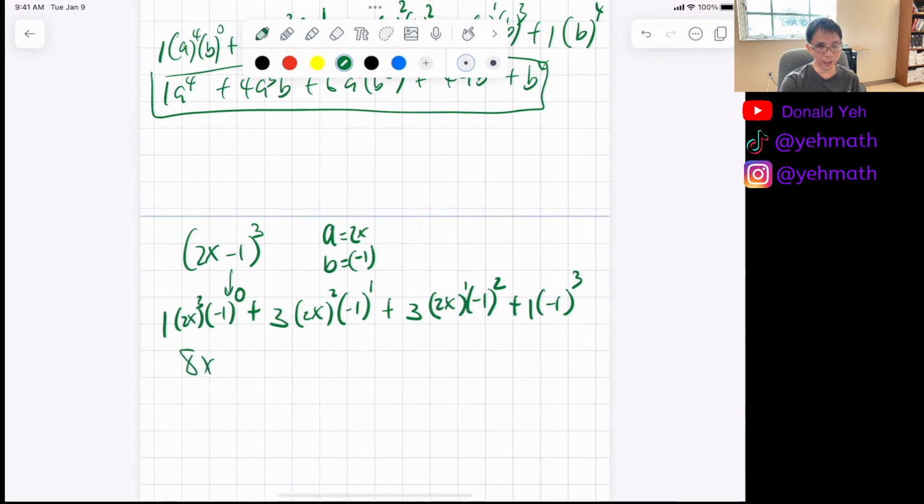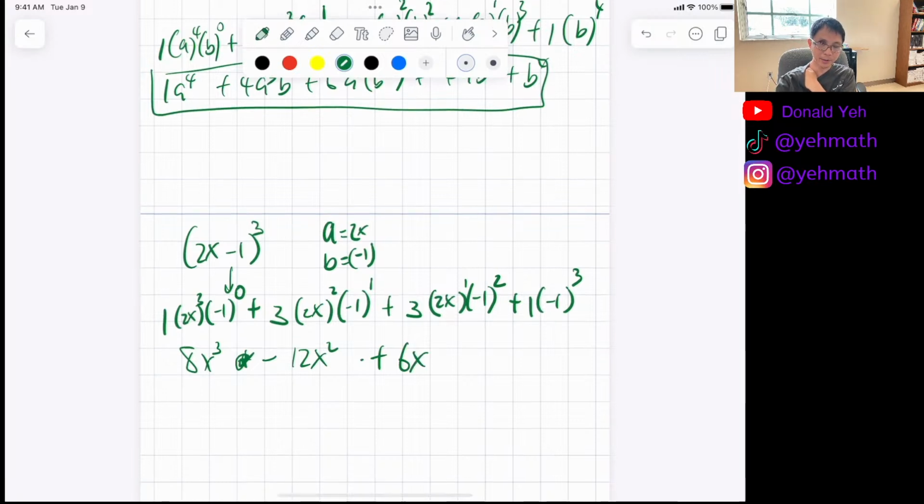Anything to the 0 power is 1. So that's going to give you ax cubed, plus 3 times 2x squared and negative 1. So that becomes negative. So 3 times 4 is what? 12x squared. Does that make sense? Why is it negative? Because it's negative 1 to the 1st power. And there's a negative 1 to the 2nd power that makes positive. So this one is going to be 6x and negative 1.